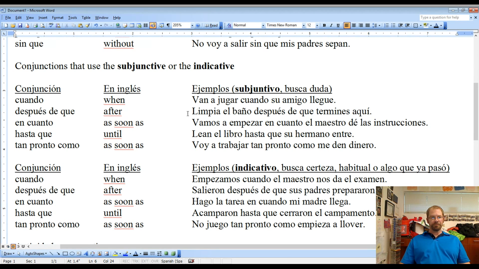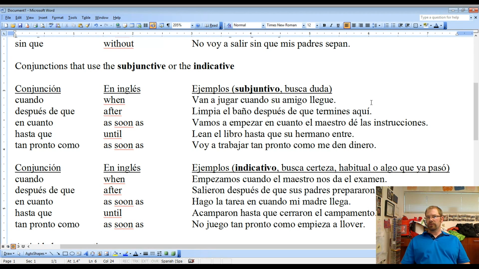So the first 6 here, sentences or examples are all in the subjunctive, and the conjunctions in these sentences are cuando, después de que, en cuanto, hasta que, and tan pronto como. Yes, en cuanto and tan pronto como both mean the same thing. So let's look at the examples. The first one is van a jugar cuando su amigo llegue.